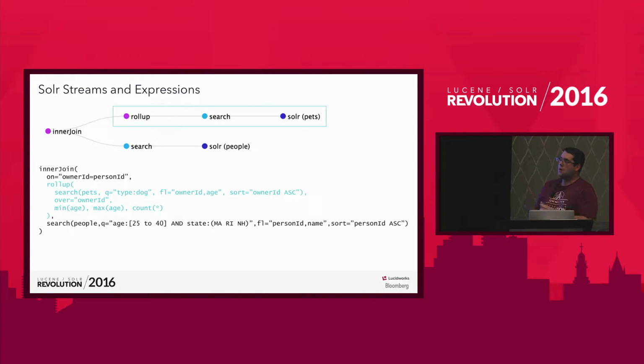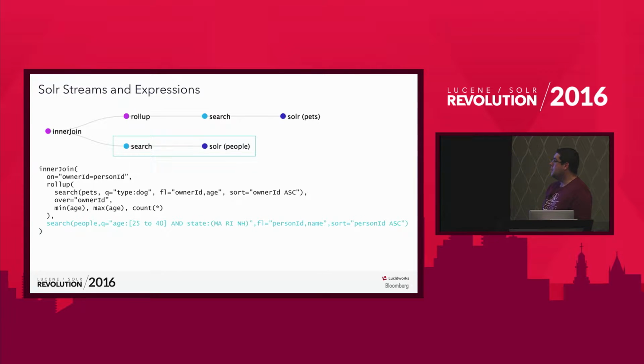All right. One of the fundamental features of streams is that they are composable, meaning you can put streams inside of streams to solve really complicated questions that you have. In this case, we're doing an inner join between the rollup on pets that we're looking at and another collection that may exist in the same cloud, doesn't have to. And you can see our originating rollup collection, or rollup stream. And then we're executing another search against the people collection. And we're just asking for people aged 25 to 40 living in Massachusetts, Rhode Island, New Hampshire, and sorted. You had a question?